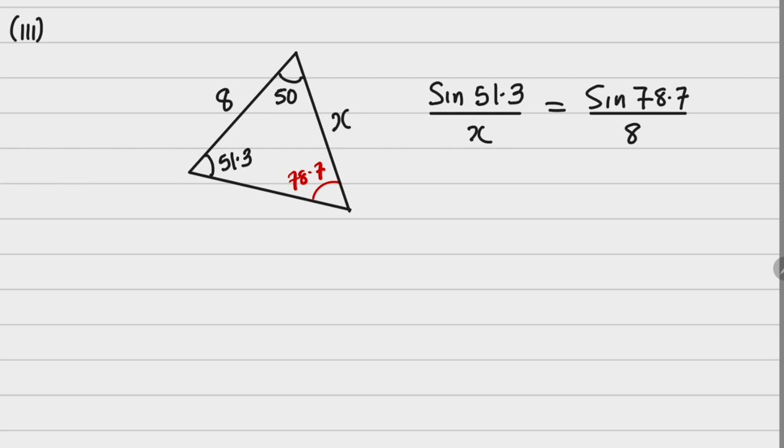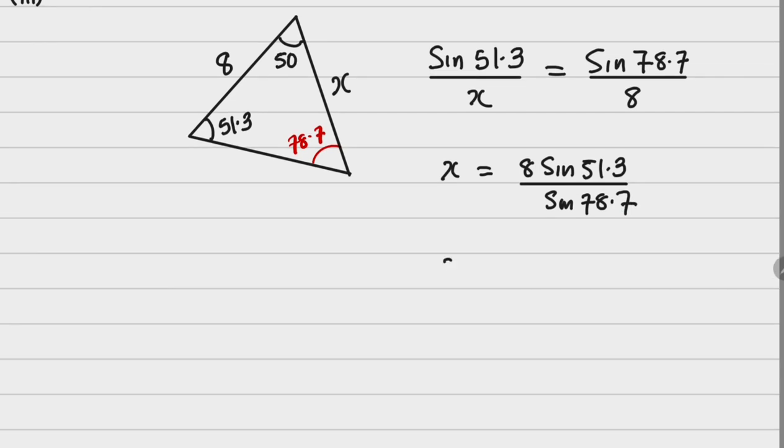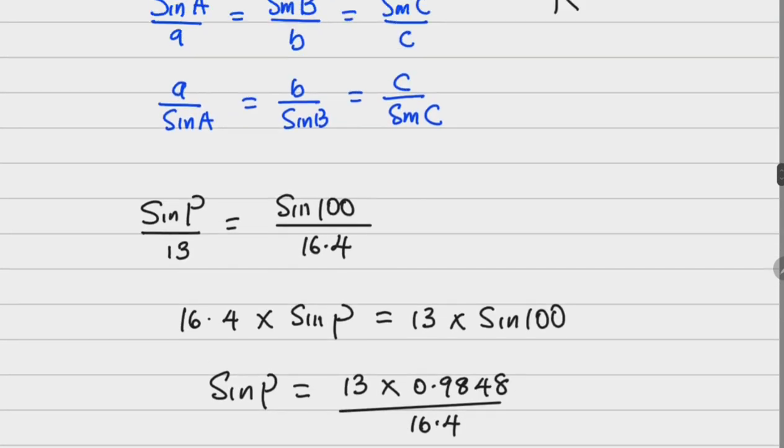Then we cross multiply. Once you cross multiply and you rearrange, you find out that x will now be equals to 8 sine 51.3 all over sine 78.7. Now, this when solved will give me that x is equals to 6.3635, which x is approximately 6.36 kilometers. So I've solved this now, but there is something that was said again in this question.